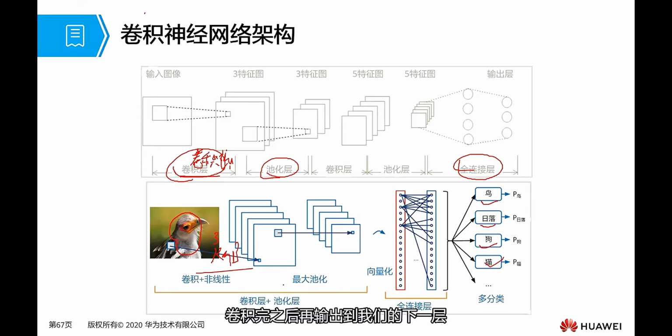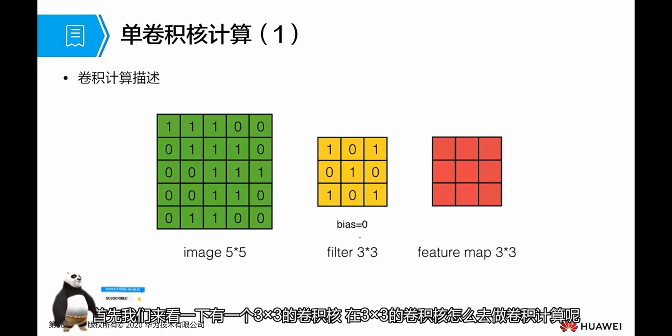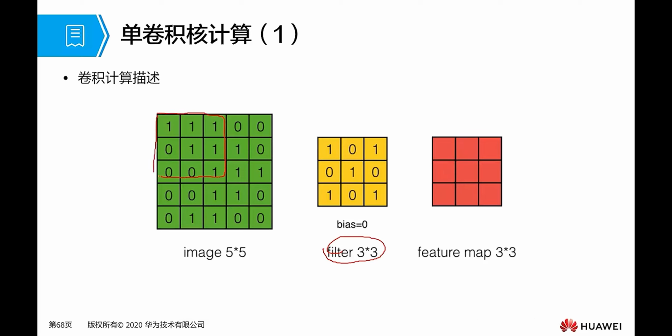For our color image, it has 3 RGB channels. For these 3 channels, we perform the same convolution calculations sequentially. After convolution, the output goes to the next layer, which is the pooling layer using max pooling to obtain a smaller image. After pooling, the image size has decreased. Why does it shrink? With this question in mind, let's first understand how to perform convolution calculations.